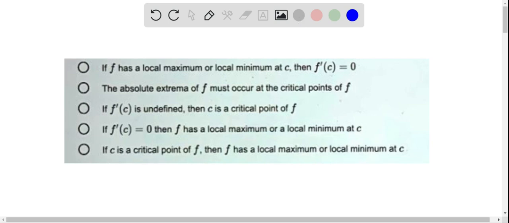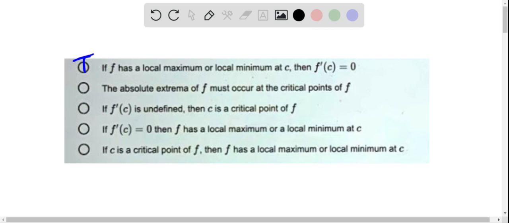The first statement we have: if f has a local maximum or local minimum at c, then f prime of c equals 0. This must be true because whenever we say that f has a local maximum or local minimum, the first derivative at c should be 0. So we say that this statement is true. The statement is true. Now let's look at the next statement.